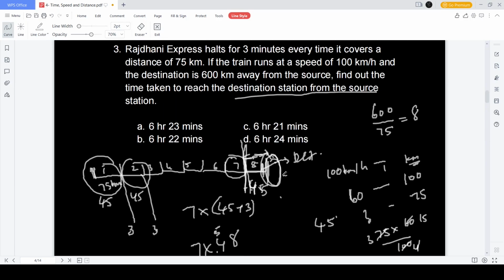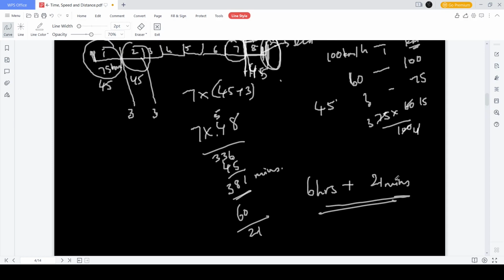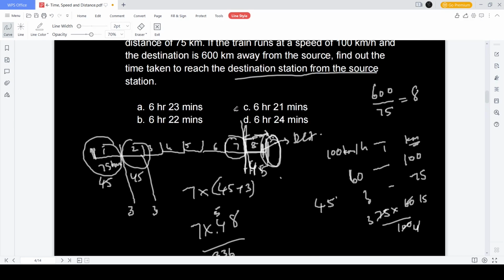But the options are in hours, so we convert this into hours, divide by 60. This becomes 6 full hours plus 21 minutes left. So this is the answer, 6 hours and 21 minutes.